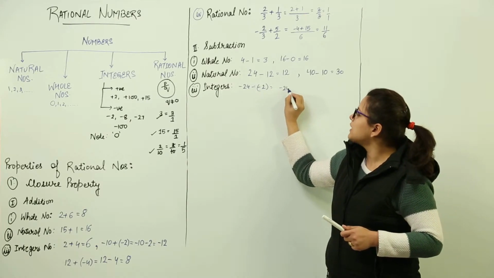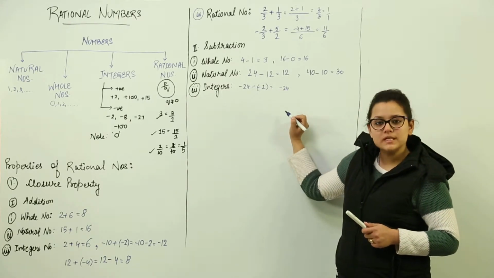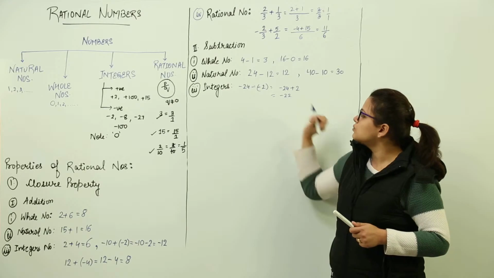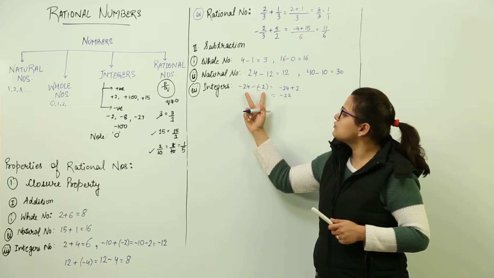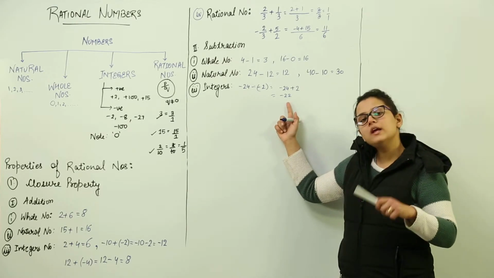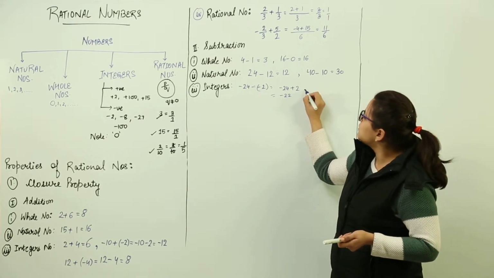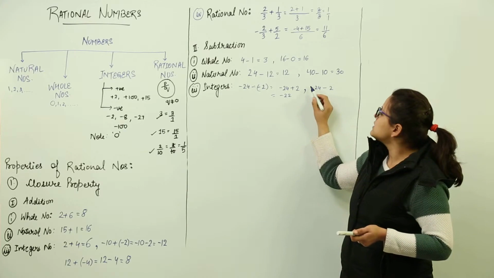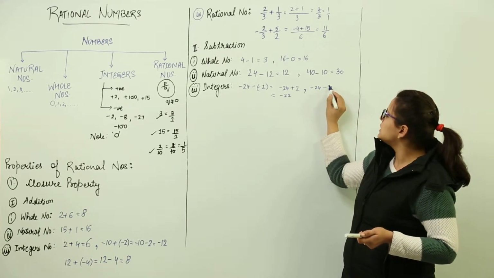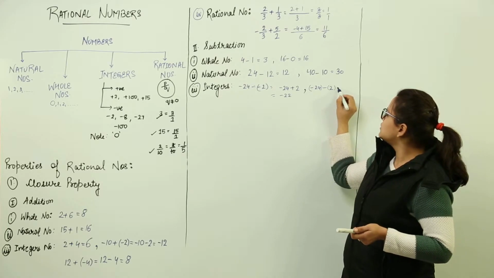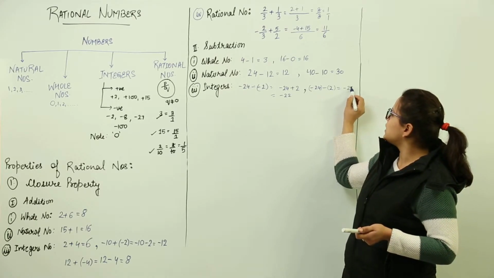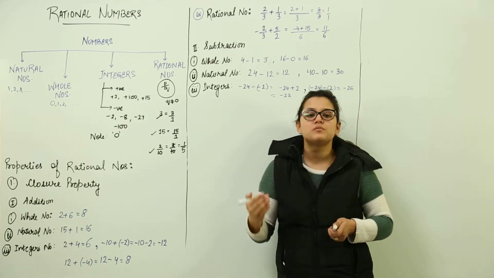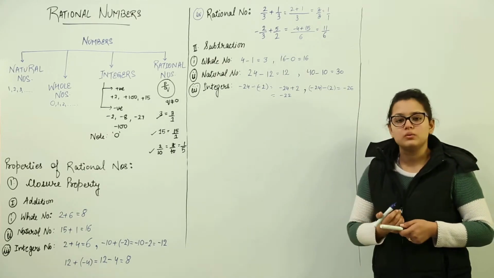What do I get? Minus 24, the minus sign gets multiplied to give me a plus sign and we get minus 22. Right? So the subtraction of two negative integers gave me one negative integer. Another example, say minus 24 minus plus 2. That means now here one integer is negative and another integer is positive. Now what does this result in? This results in minus 26. Again an integer only. That means when two integers are subtracted, they give the result as an integer only.